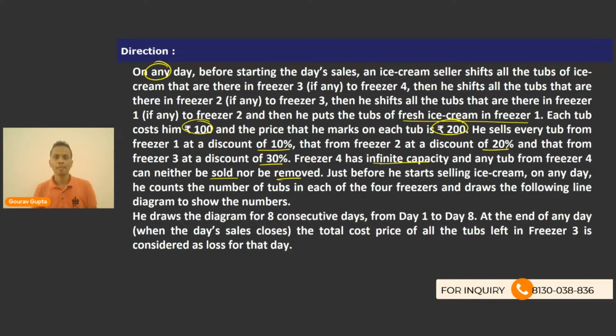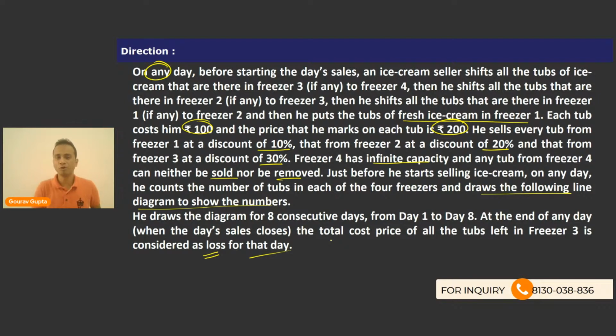Right? Now, just before he starts selling ice cream on any day, he counts the number of tubs in each of the 4 freezers and draws the following line diagram to show the numbers. Okay, so I'll display the line diagram. Further, it says that he draws the diagram for 8 consecutive days from day 1 to day 8. At the end of any day, when the day's sale closes, the total cost price of all the tubs left in freezer 3 is considered as loss for that day.